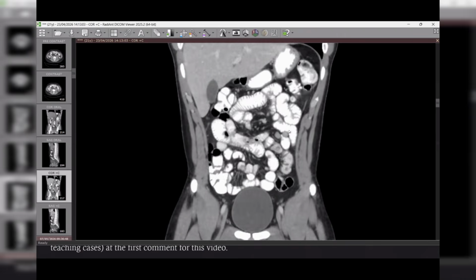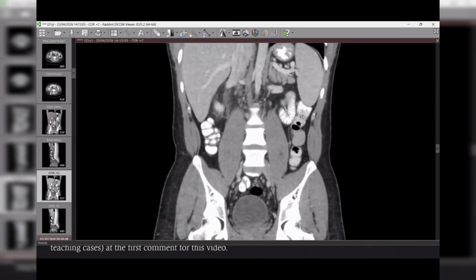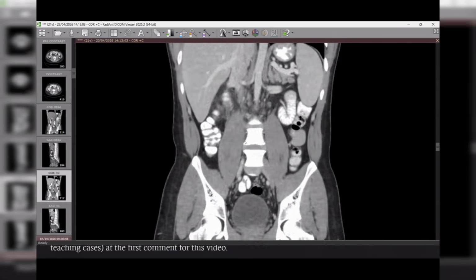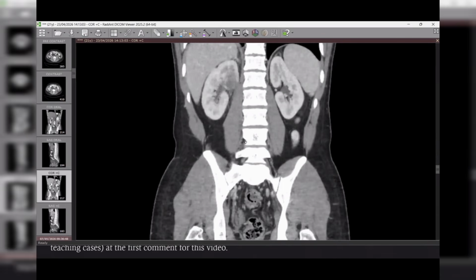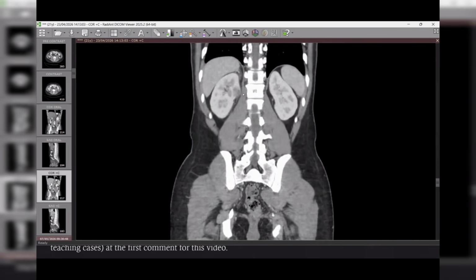So this is the infectious process, and we also need to mention something very important: we don't have any extension to the perinephric space. This infection is localized at the renal cortex, stretching the cortex of the kidney, but it doesn't extend to the perinephric space or pararenal space.